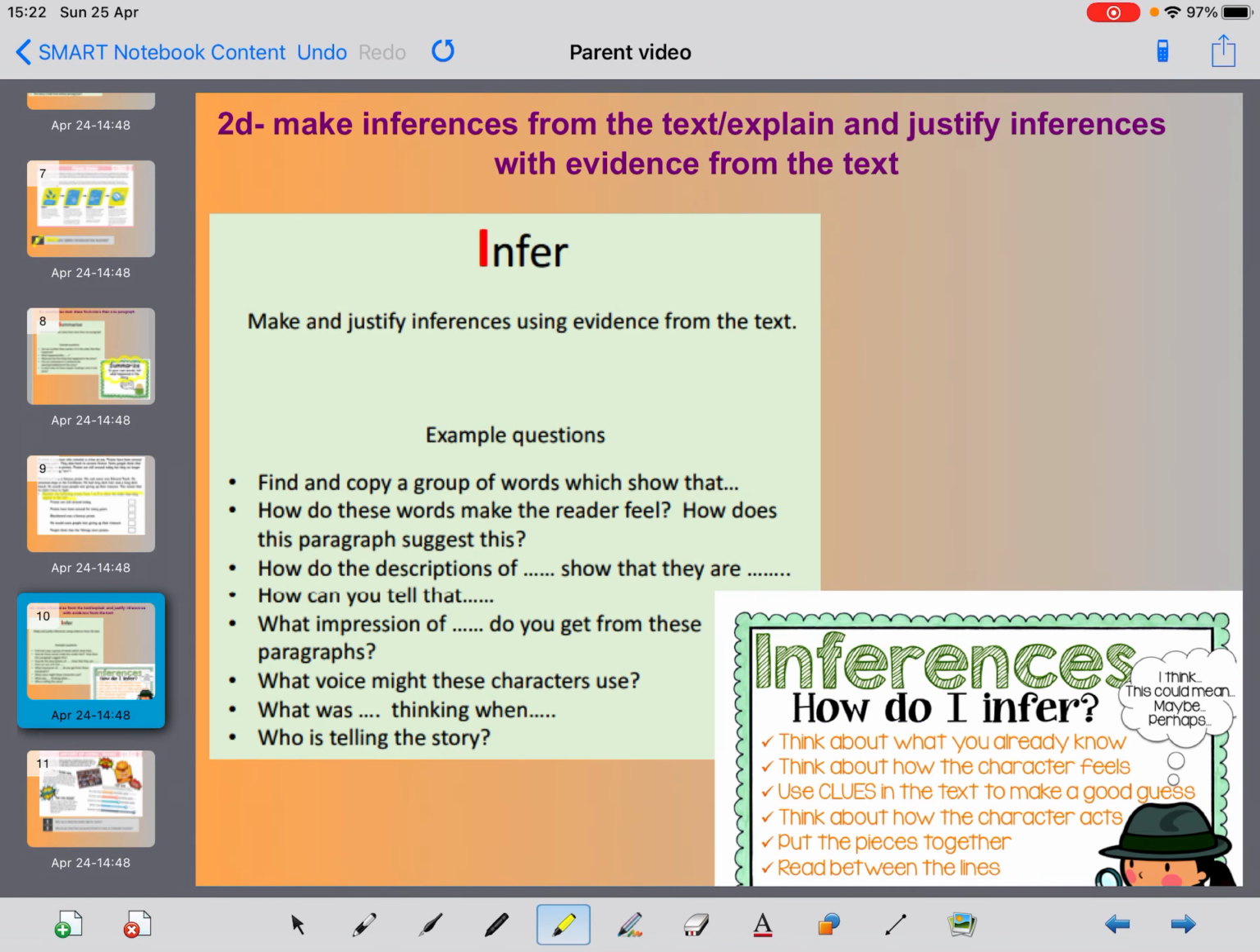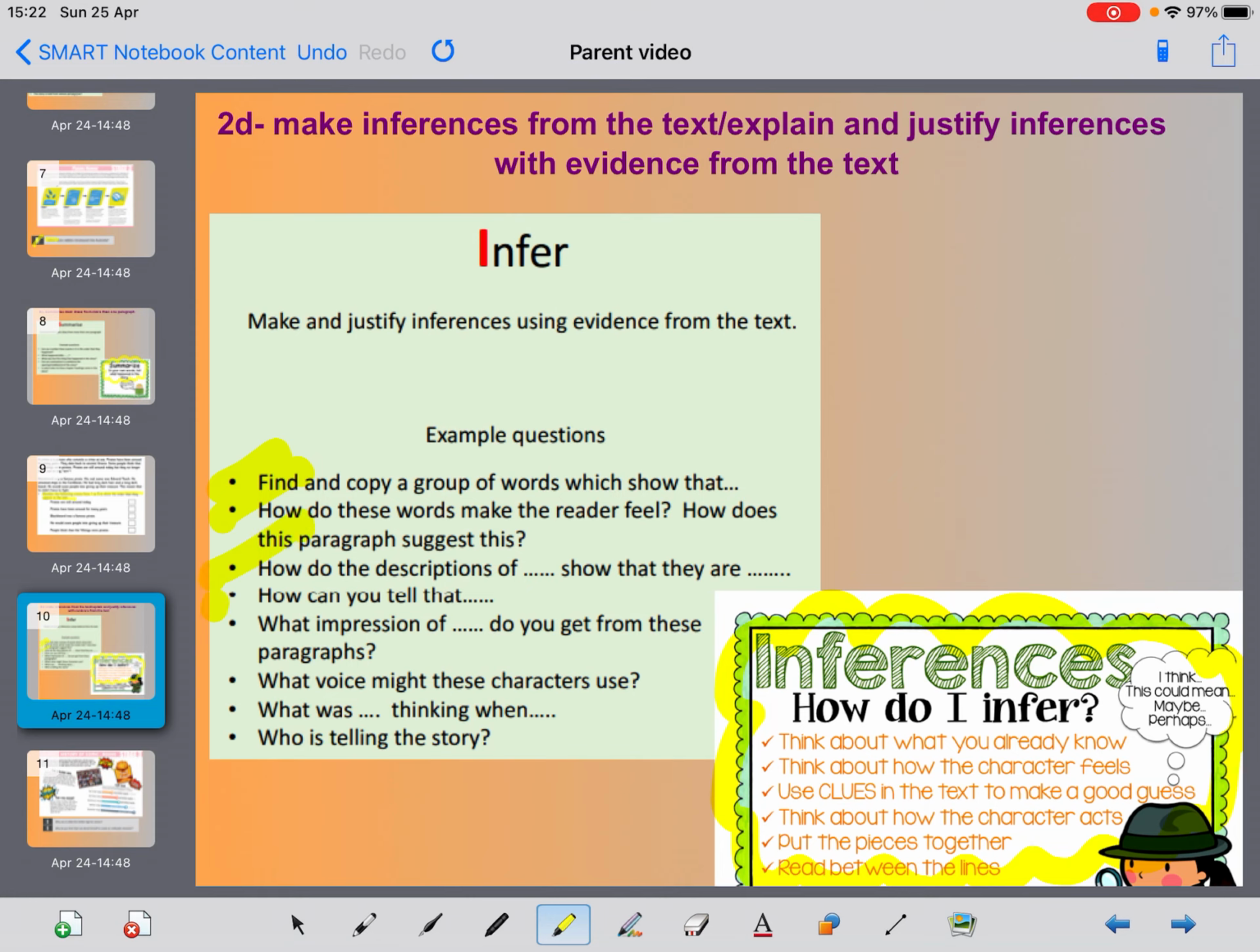2D, making inferences from the text, explain and justify inferences with evidence from the text. So an inference is reading between the lines, using the clues in the text to help us work out the answer without it being supplied for us. Some example questions, find and copy a group of words which show that. How do these words make the reader feel? How do the descriptions of show that they are? So they have to justify their answer as well.